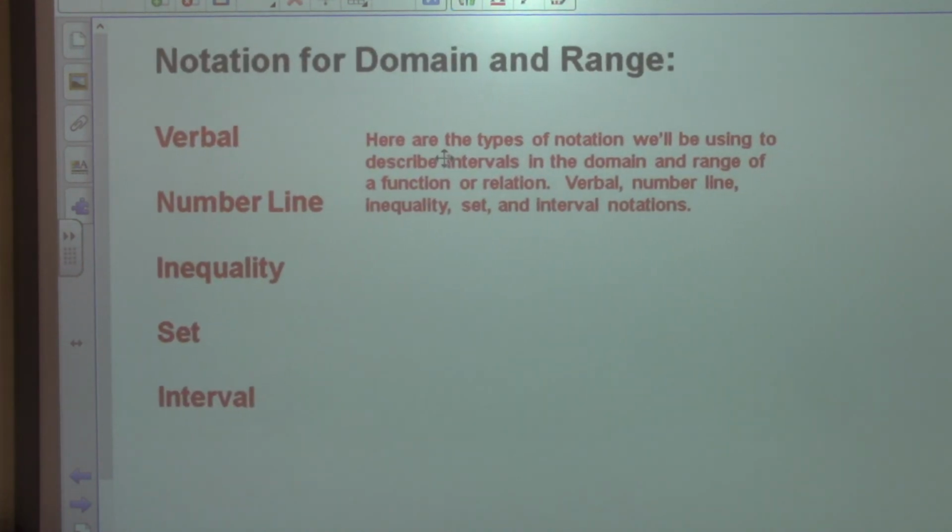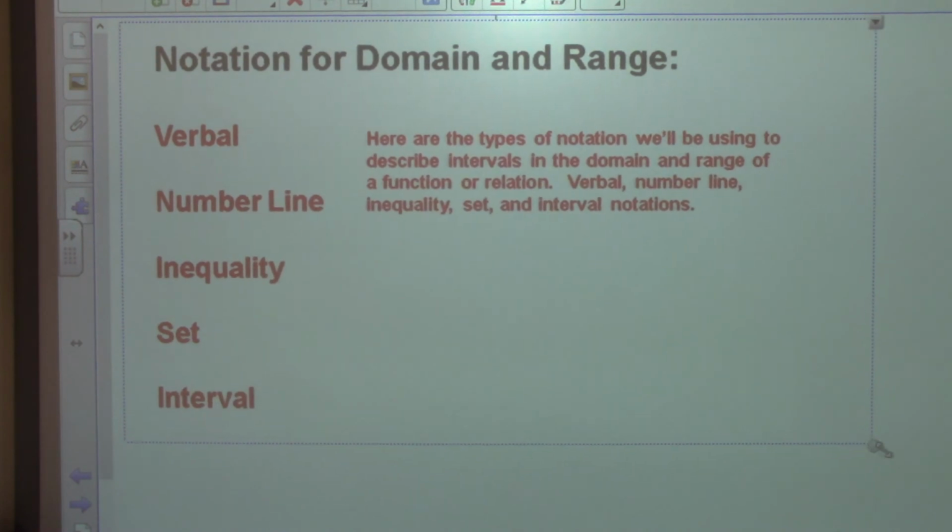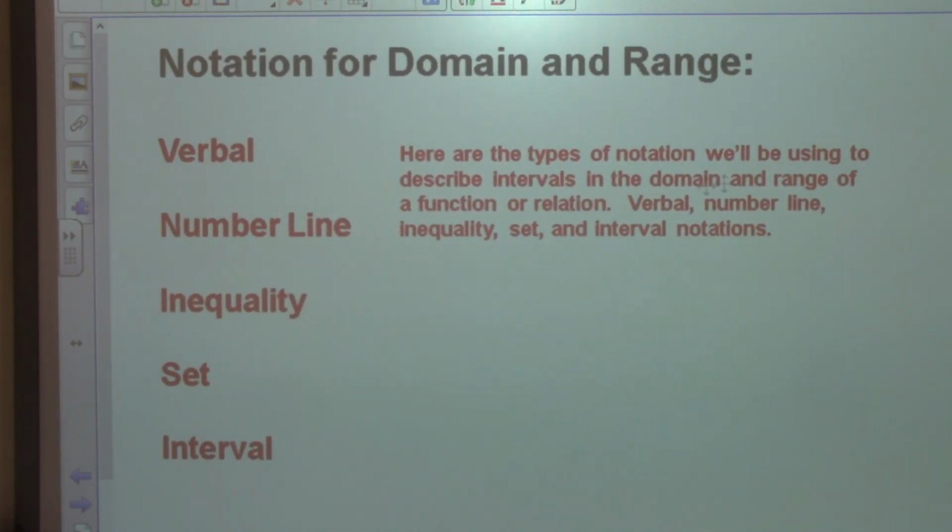So here we have a little statement that says, here are the types of notation we'll be using to describe intervals: domain, range, and function notation. And verbal and number line are ones we've already talked about. We talked about inequality notation, but we're also going to have notations we call set and interval notations. Remember we started working on Algebra 2 Builder yesterday? One of the things they asked for was set notation, right?